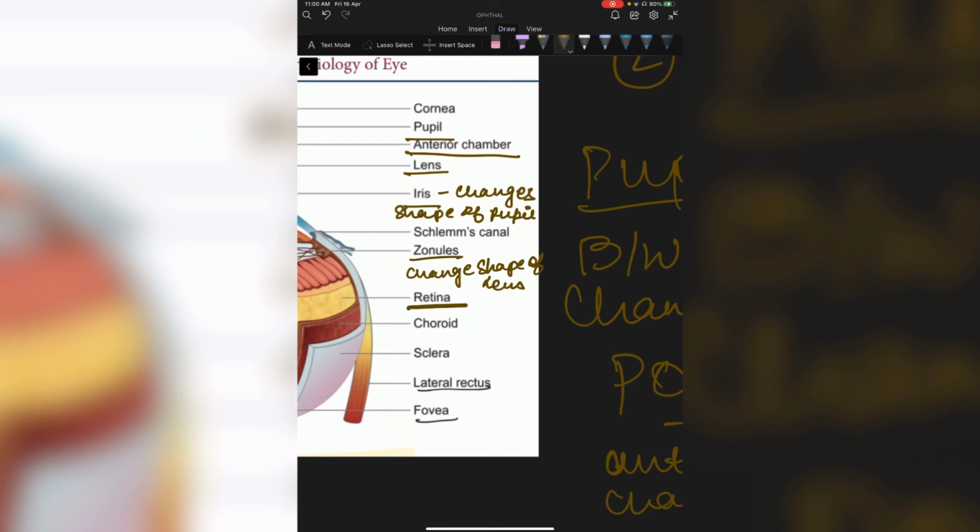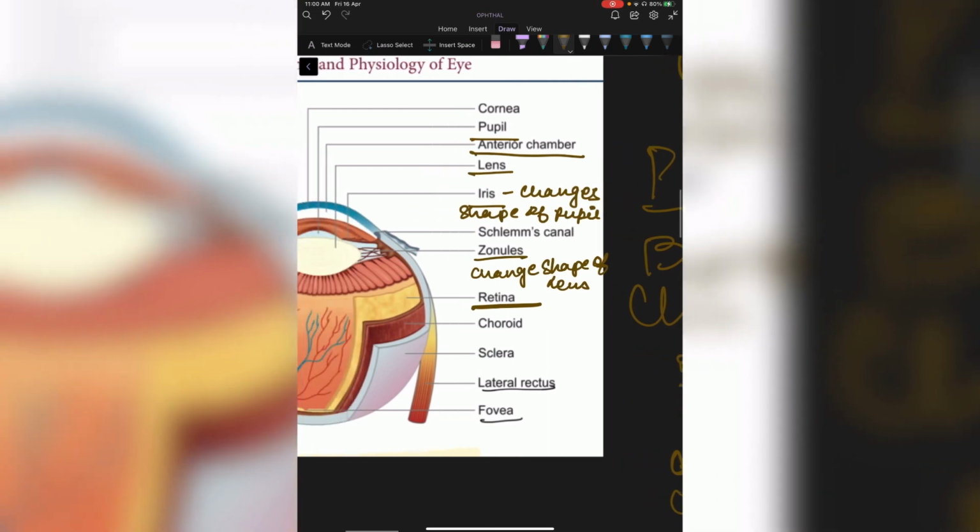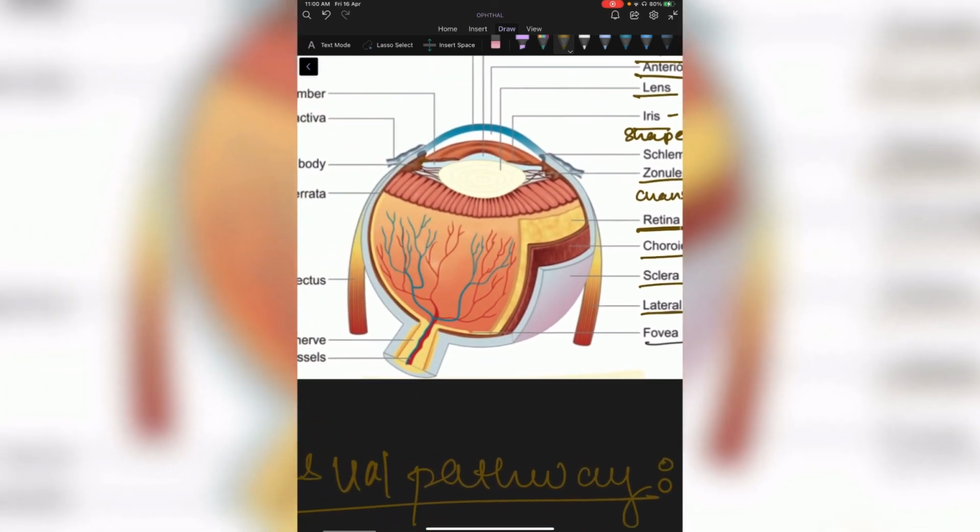Retina is the basic organ of vision, because it is here that the photons of light hit, and there are structural changes in the neurons, and then we have vision. We can see and make out what the thing is. Then choroid, as we discussed, is the vascular layer. Sclera is your fibrous layer. Lateral rectus is one of your ocular muscles, which we will be discussing later on.